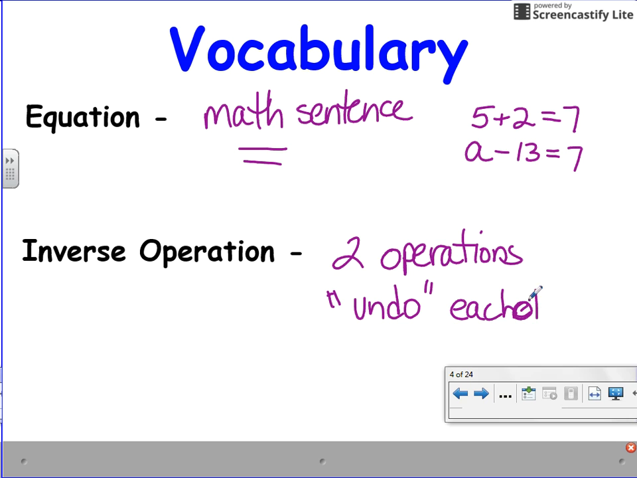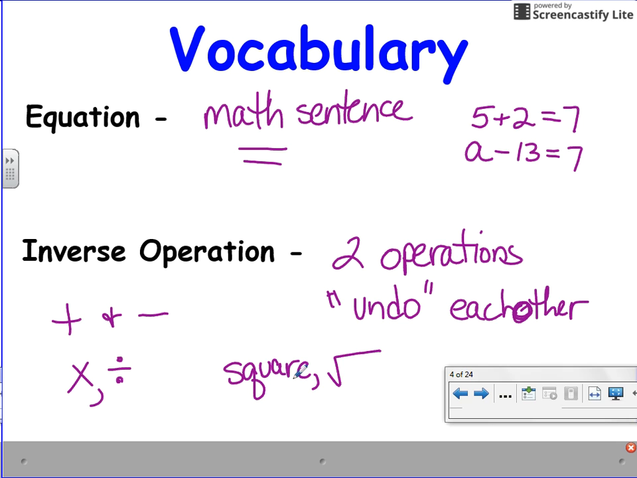Oh, I can't even spell. Sorry. Each other. Make that an O. So, for example, adding and subtracting. Those undo each other. You add 5, you subtract 5. You end up back where you were. Multiply and divide. Those 2 are inverse operations of each other. Or I think when we get into about chapter 4 at some point, we might see raising something to the second power, or squaring something, and then to take the square root of something. Those are inverse operations. So there's some examples, and basically they undo each other.